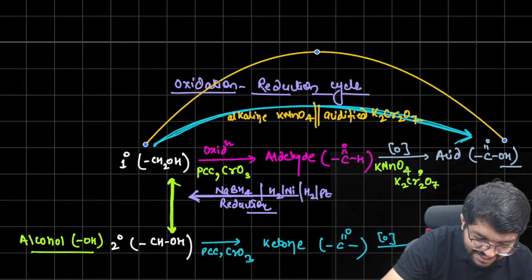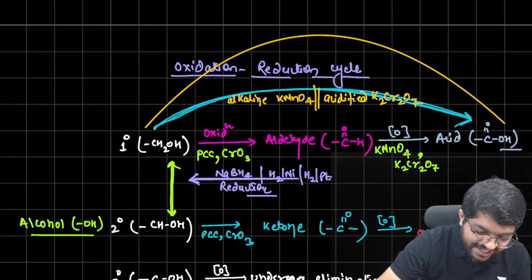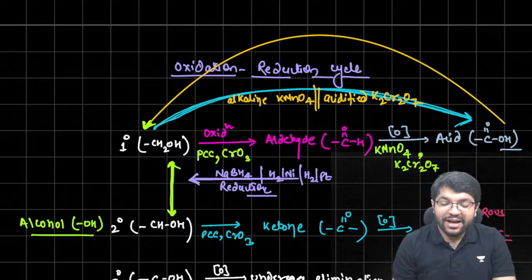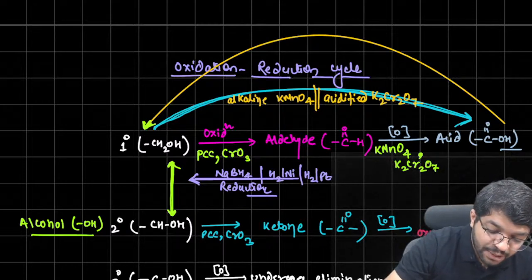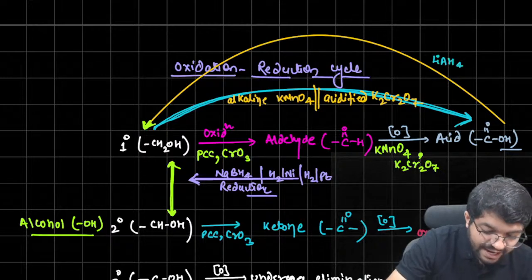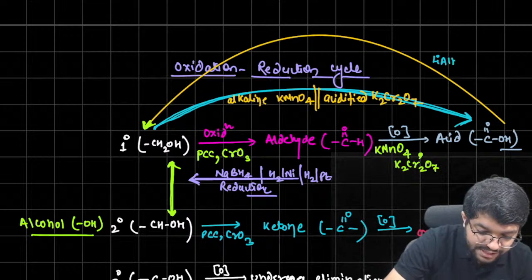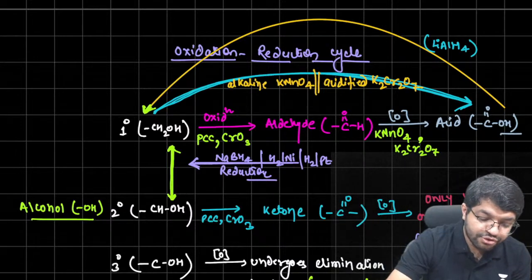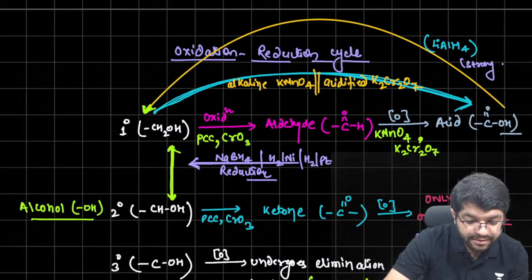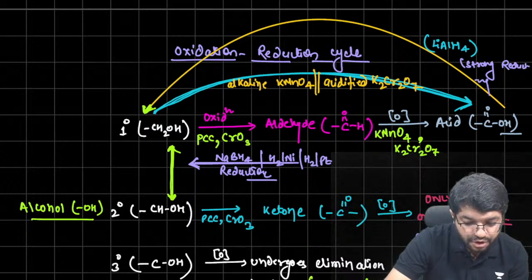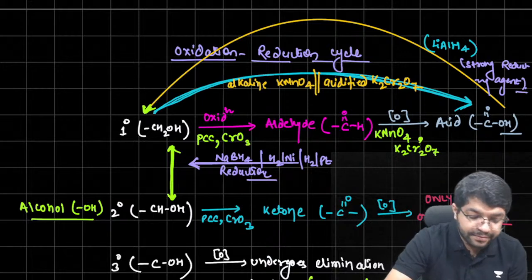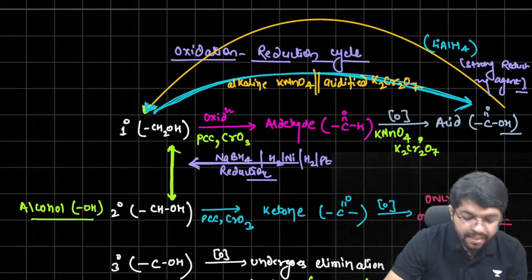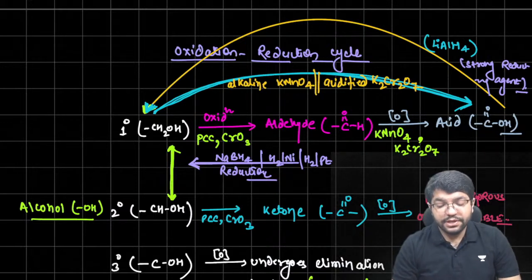I'll reduce the dome shape. Yes. Acid to alcohol directly. Quickly, we will work on this flow chart. It's going to be very, very important for you. Acid to alcohol directly, it's going to be through LiAlH4, which is lithium aluminium hydride, a strong reducing agent.